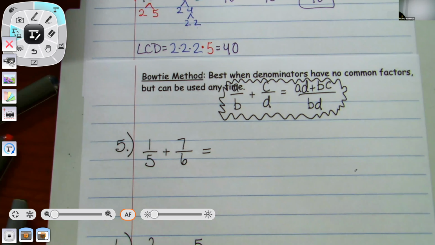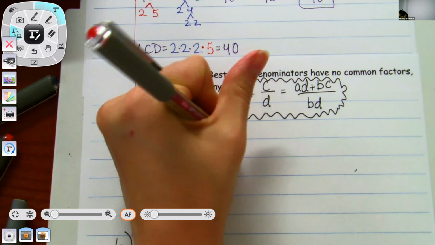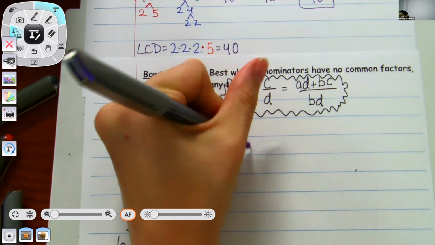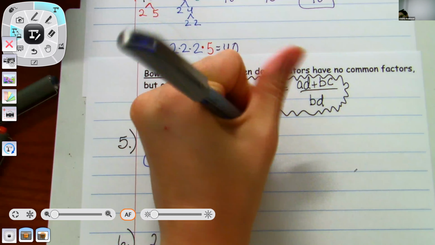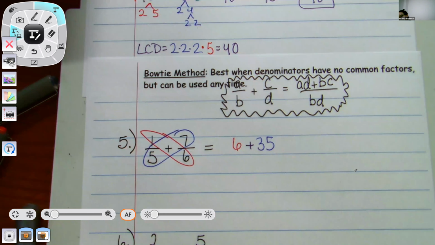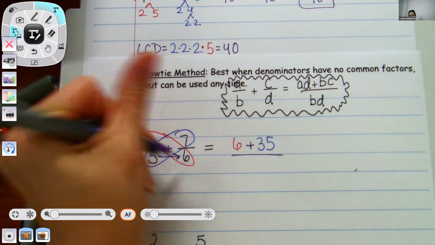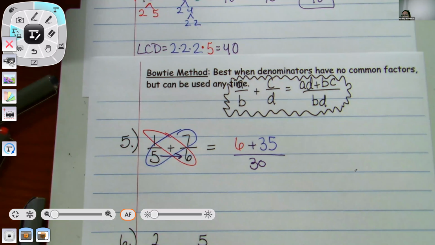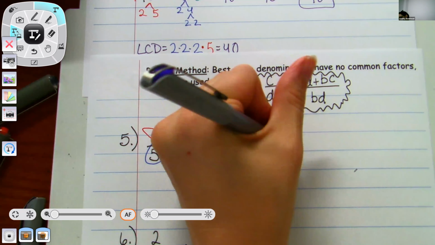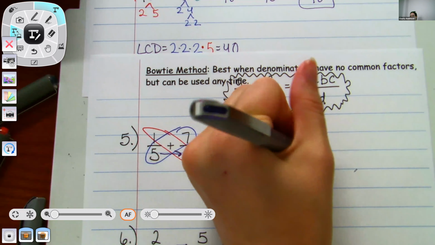So just cross multiply. So 1 times 6 is 6 plus, and then 5 times 7 is 35, over, and then 5 times 6 is 30, so that's your denominator. And then 6 plus 35 equals 41. So 41 over 30 would be the answer.